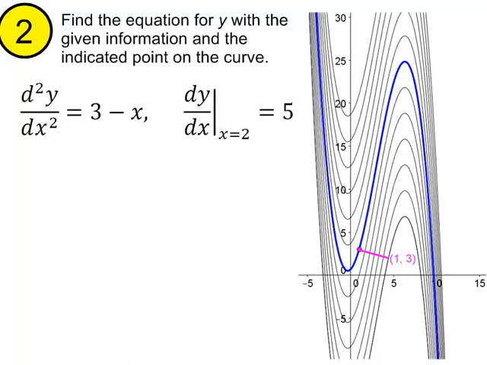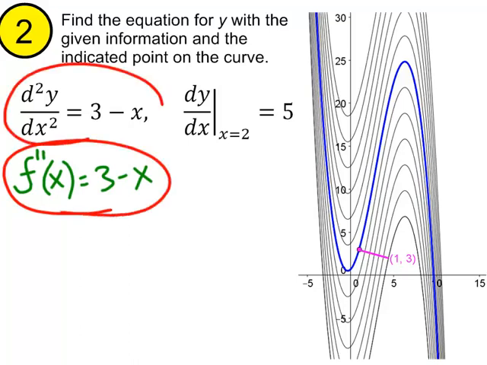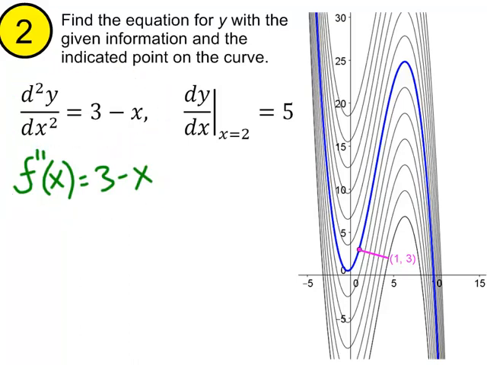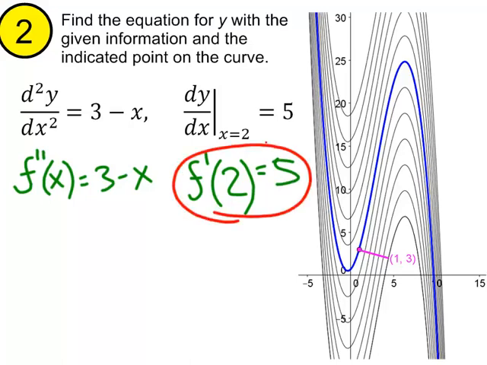I will point out that all this information could have been presented in a slightly different way. This is totally valid, but you also might see this instead: f double prime of x equals 3 minus x. That is exactly the same statement as that. And as far as this other statement, that would be f prime of 2 equals 5. And again, f prime of 2 equals 5 is exactly the same as saying dy over dx at x equals 2 equals 5.